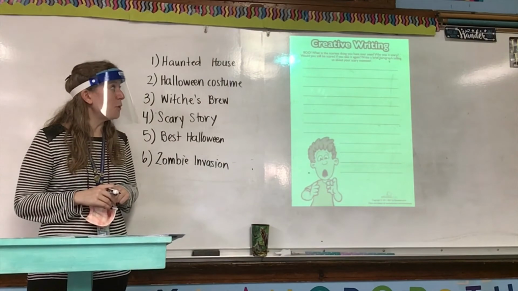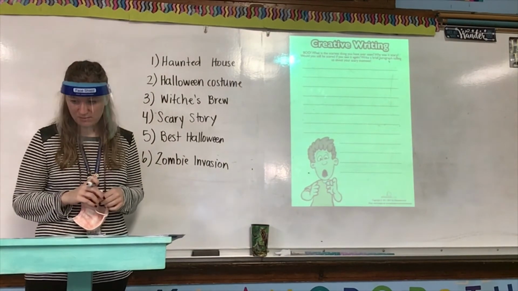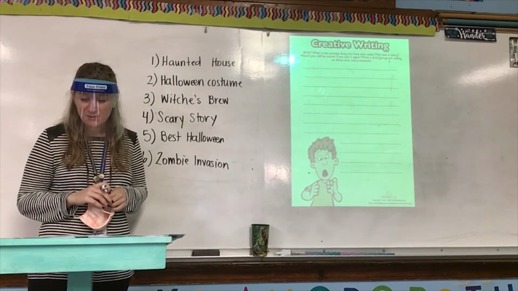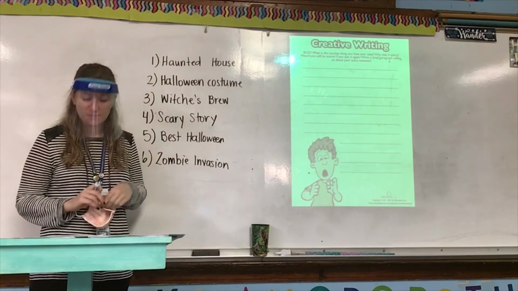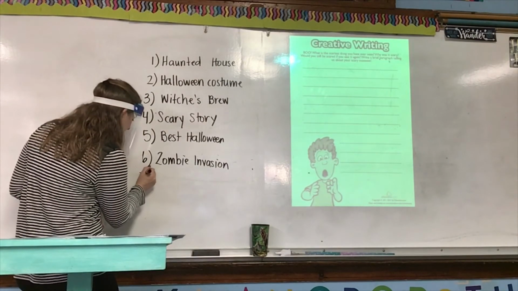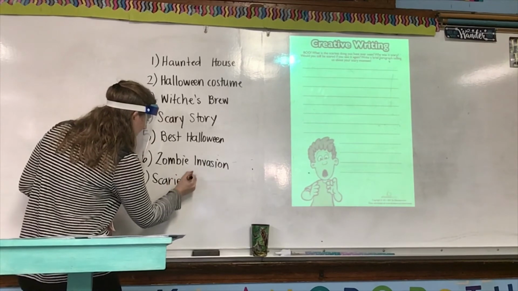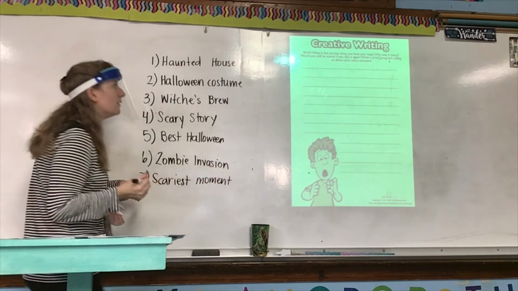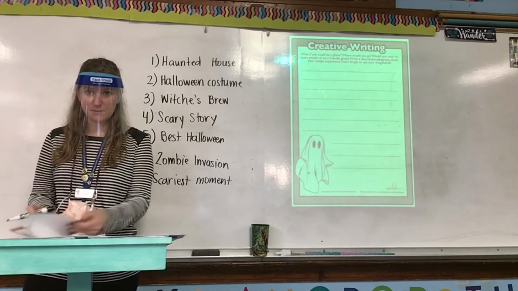Okay, the next one, boo. What is the scariest thing you have ever seen? Why was it scary? Would you still be scared if you saw it again? Write a brief paragraph, well, you're going to fill in a whole page, telling us about your scary moment. So number 7 is boo. Scariest moment. Okay, next. I'm running out of space on the board.